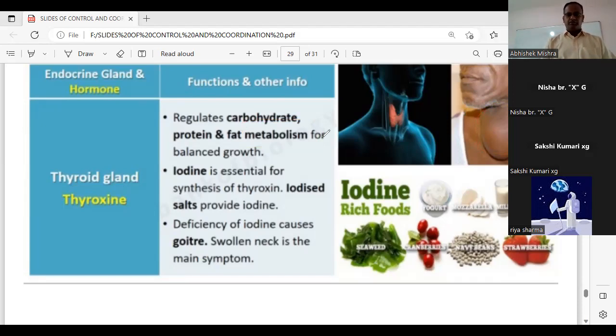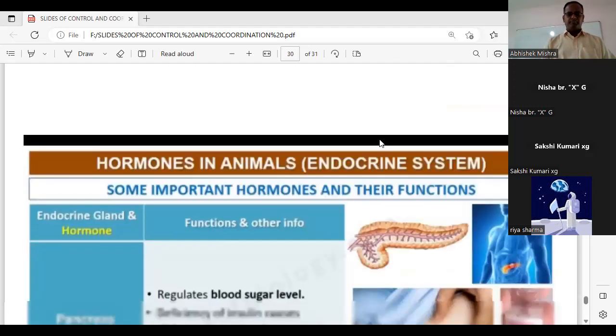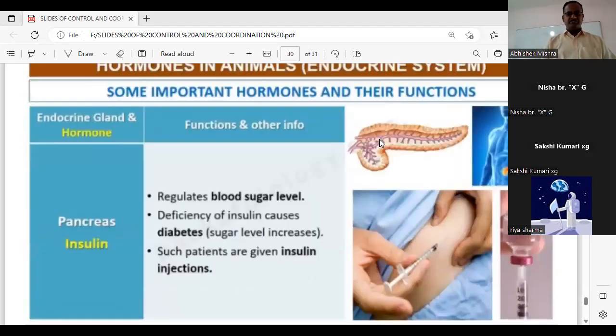Now, the next gland is the pancreas, another very, very important gland.